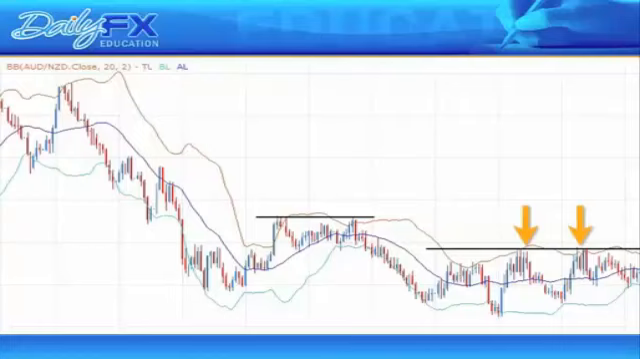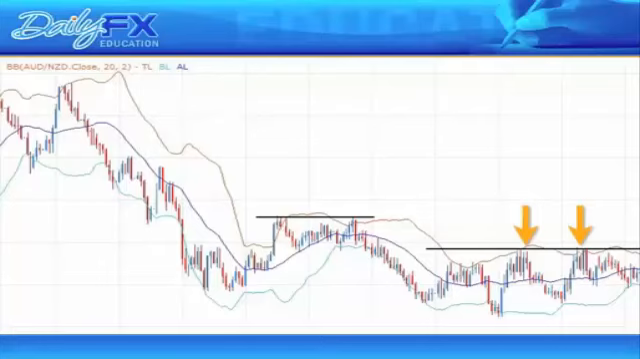In our case, we recognize that even though trends will slow down and range for some time, when the range breaks, it's typically in the direction of the preceding trend. Thus, we were looking for short positions. Additionally, our short positions were executed near resistance levels, when prices had pierced the Bollinger Band.